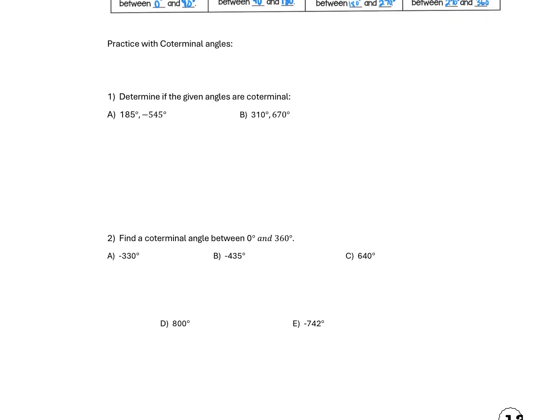Try these for yourself. If you notice, it's saying determine if the given angles are coterminal. My suggestion is, pick one of them and then add or subtract 360 to see if you get the other one. Okay, and then try the ones down at the bottom. If you notice, the directions here are saying find an angle that's between 0 and 360.